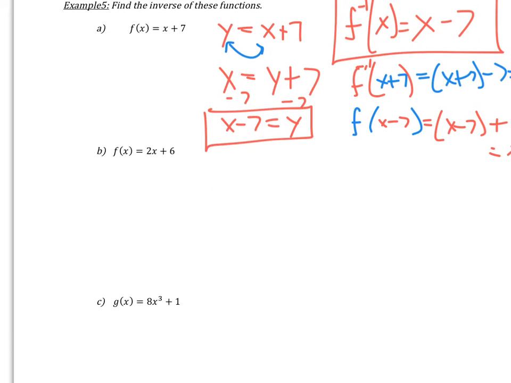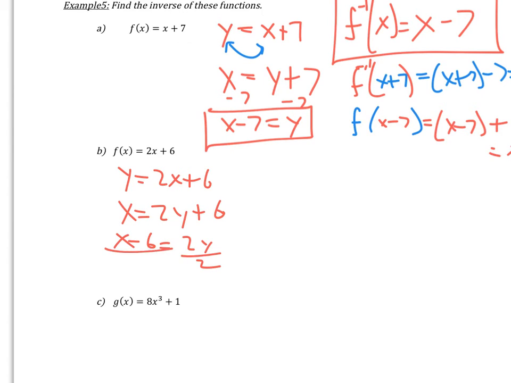How about 2x plus 6? A little more complicated here. Y equals 2x plus 6. Let's swap it out first. X equals 2y plus 6. And now we need to solve for y. So let's subtract this 6 there. X minus 6 equals 2y. And divide by 2. Don't try to divide that 6 by 2 there. 2 divides the whole side. Okay, so y, let's see. Yeah, that cancels. So the inverse is x minus 6 all over 2.